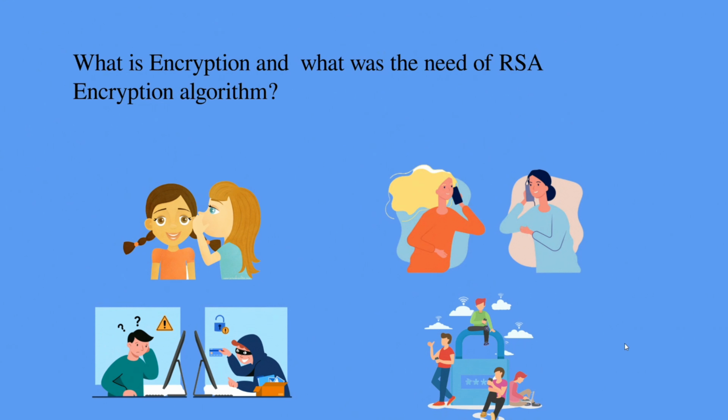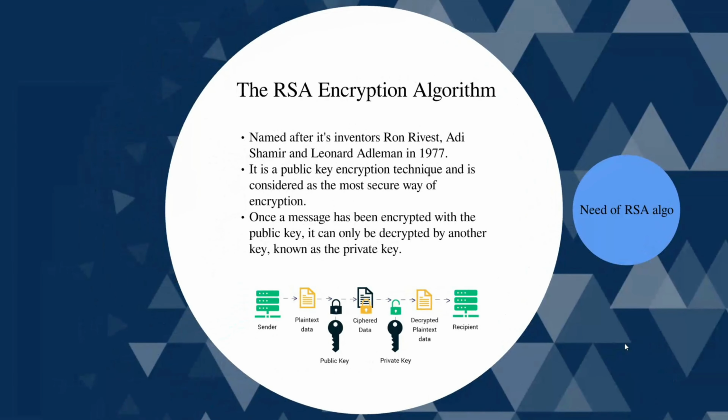This is one of the fundamental problems of cryptography, which has been addressed by public key encryption schemes like RSA. So, once a message has been encrypted with the public key, it can only be decrypted by another key known as the private key. Each RSA user has a key pair consisting of their public and private keys.